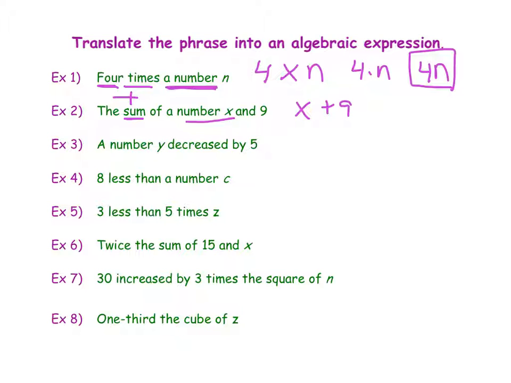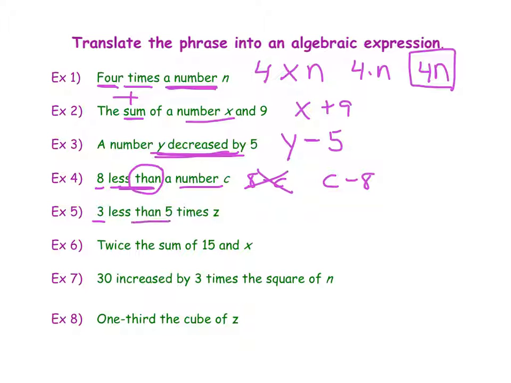Now we have a number y decreased by 5. So you're just going to put this in order. y is decreased by, that's a subtraction, 5. Here, number 4, we have 8 less than a number c. So remember the word than is a switch word. So instead of doing 8 minus c, that would be incorrect. You're going to do c minus 8. So you reverse it.